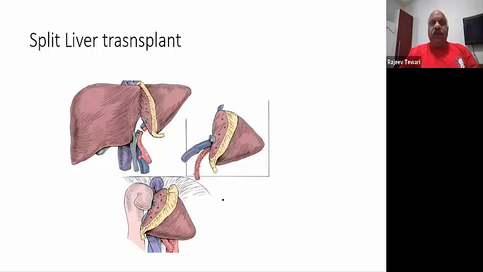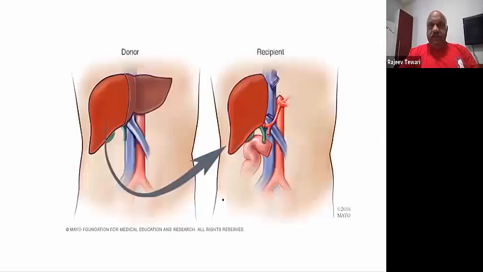So in cadaver transplant, we can anastomose bile duct to bile duct. But in live donor transplant or split liver transplant, the bile duct is not anastomosed to the recipient bile duct, rather it is anastomosed to jejunum after making a Roux-en-Y. R-O-U-X-E-N-Y. We write it Roux-en-Y, but we pronounce it Roux-en-Y. So this is a split liver. Next slide, please. Yeah, so this is again split liver transplant.